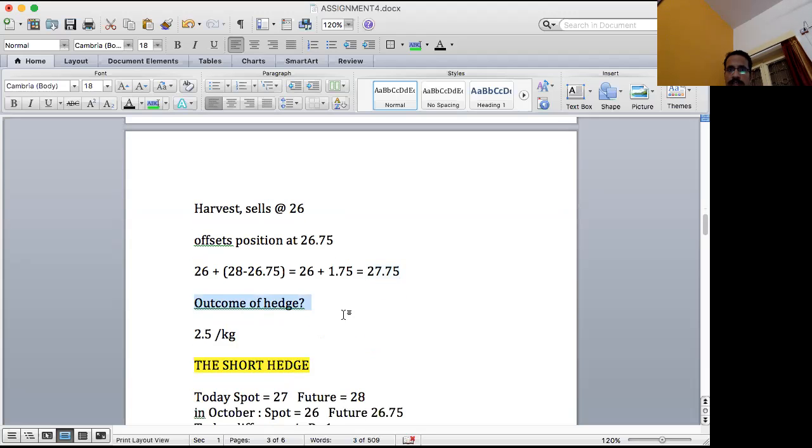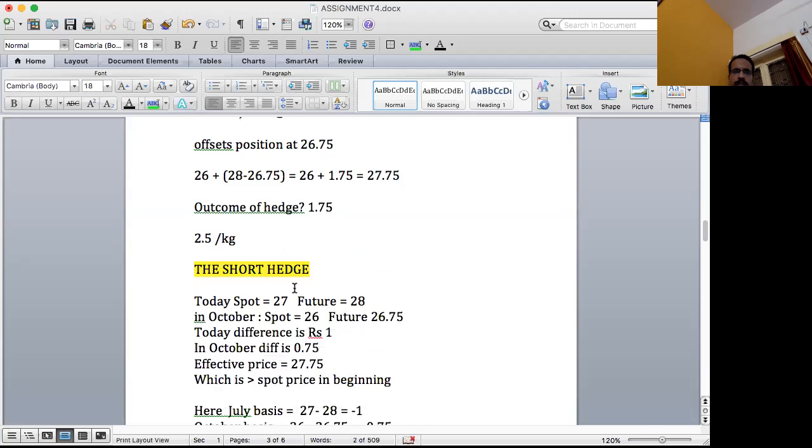The outcome of the hedge here should be 1.75, right? Okay, now what is a short hedge?